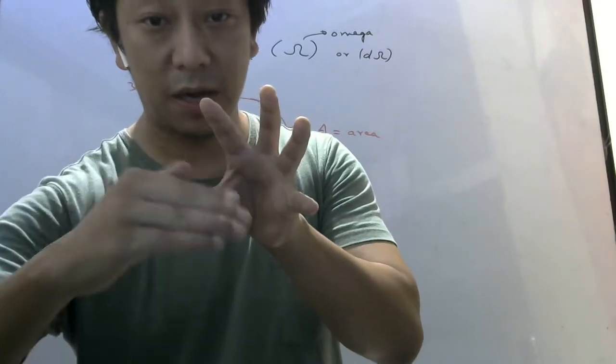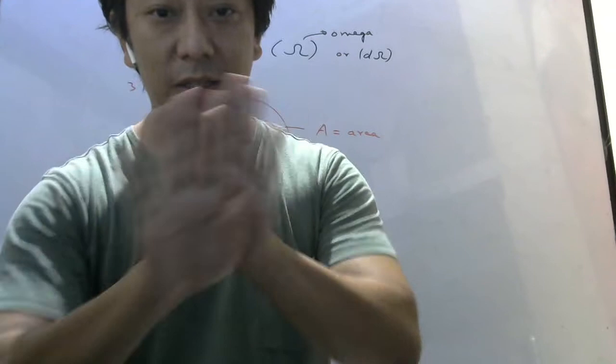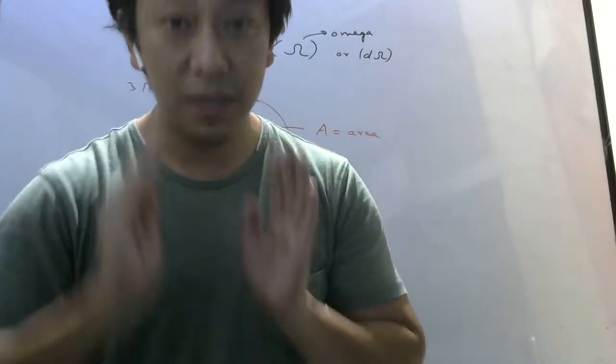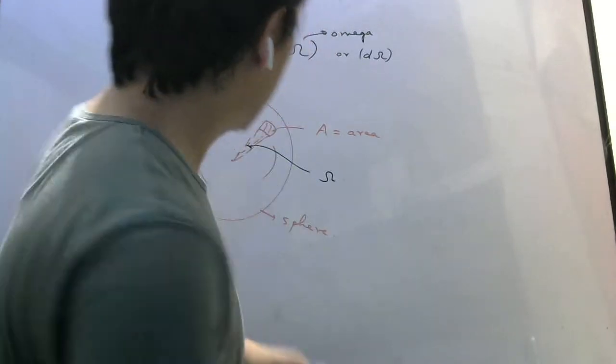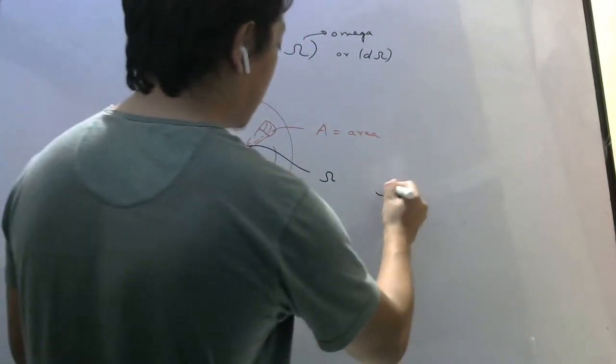So some kind of angle is formed, but that angle is not in a plane, it is in 3D space. So we call such angles solid angles. Okay, so what will be the definition of this solid angle?